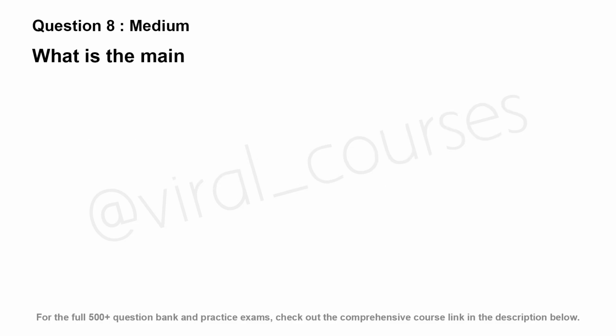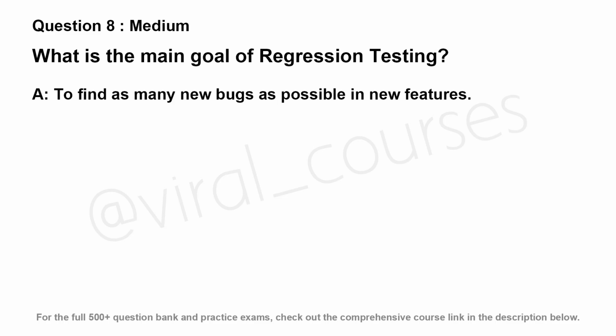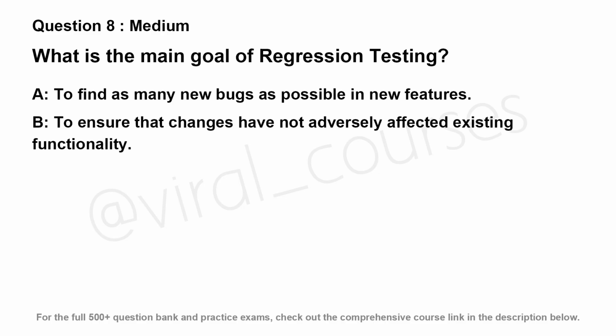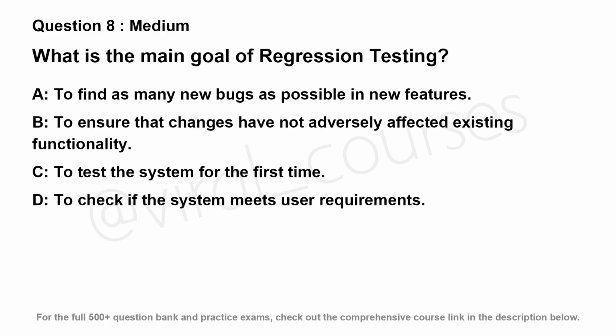What is the main goal of regression testing? Option A, to find as many new bugs as possible in new features. Option B, to ensure that changes have not adversely affected existing functionality. Option C, to test the system for the first time. Option D, to check if the system meets user requirements.